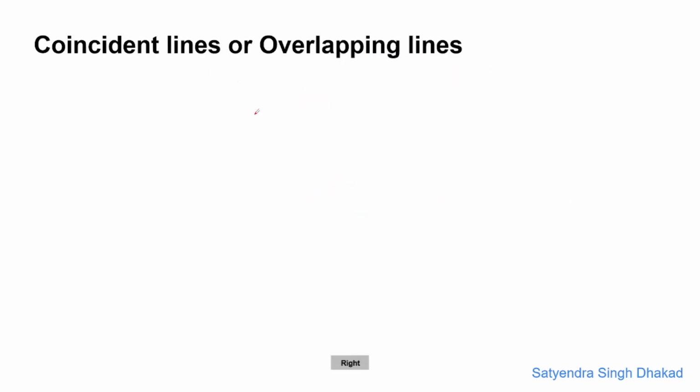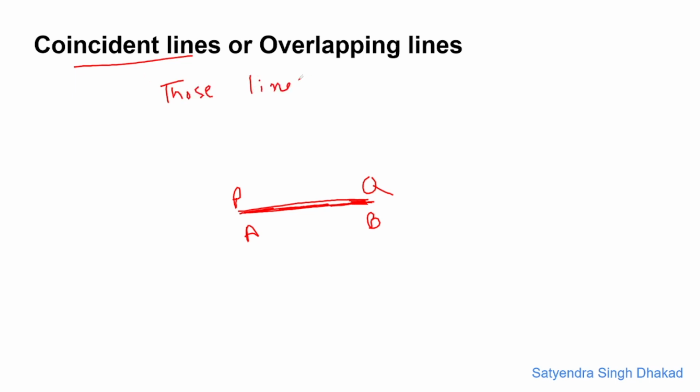And the last one is coincident lines and overlapping lines. So this line AB and there is another line PQ. The PQ line is overlapping this AB line. So these types of lines are known as coincident lines or overlapping lines. Those lines which lie on top of each other are known as coincident or overlapping lines.